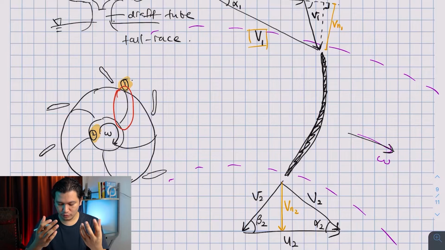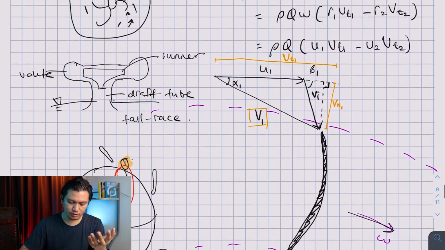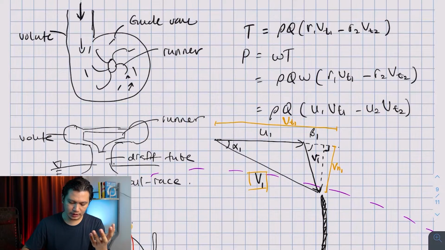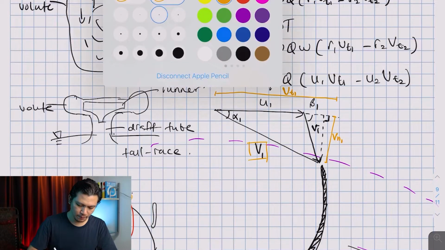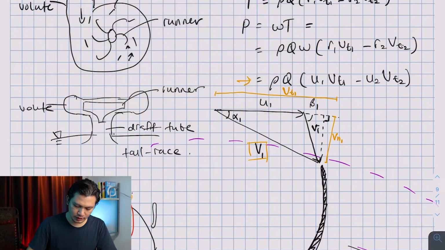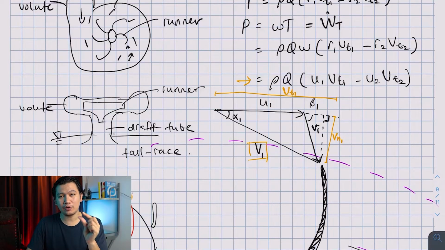Now I'm going to move a little further to continue our equation, that is P equal to omega T, and P equal to this equation, that is rho Q (U1 Vt1 minus U2 Vt2). Relative to the velocity triangle, now you know exactly where Vt1 and Vt2 are. And this power is called the power at the turbine, which is W dot T. This is the actual power at the turbine.